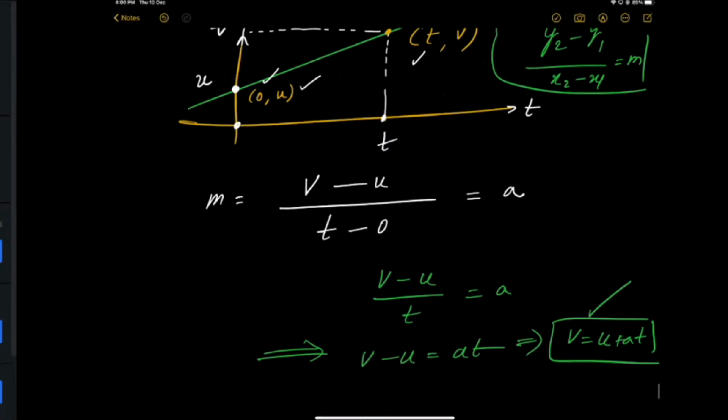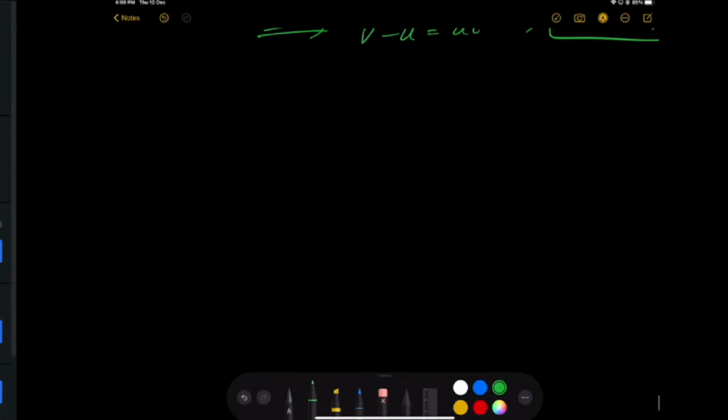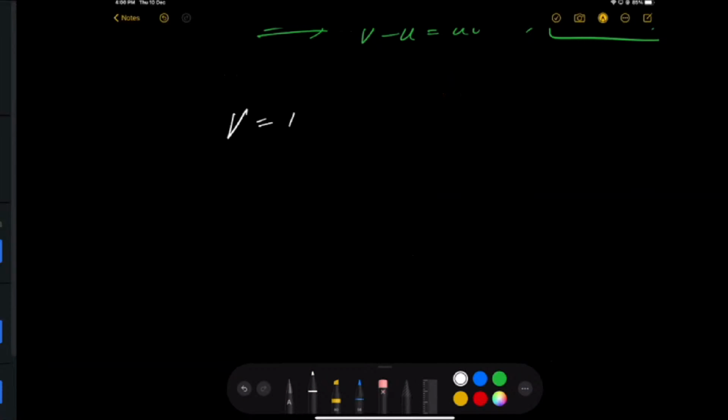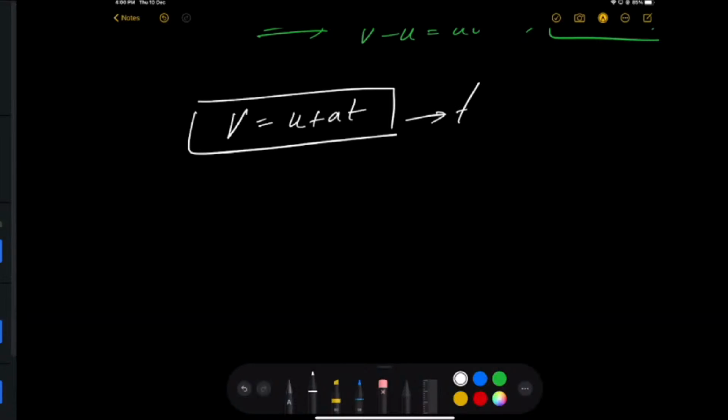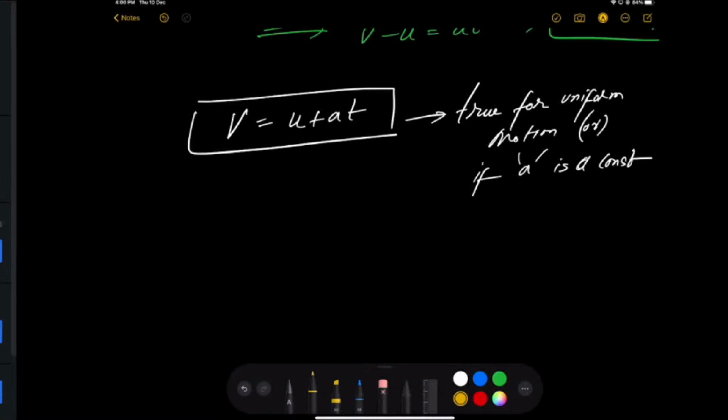So v is equal to u plus at. We derived our first equation, v equals u plus at. This is true for uniform motion, or true if a is a constant. Correct? Okay.